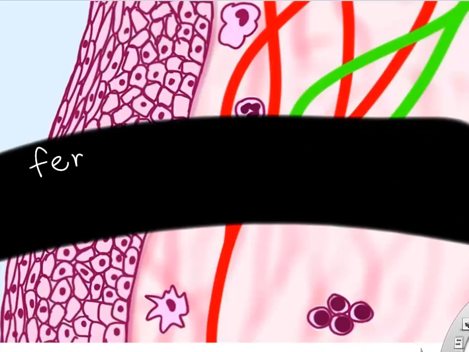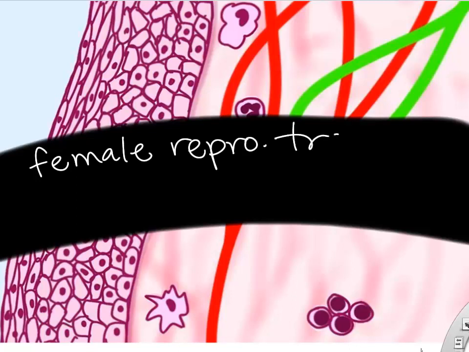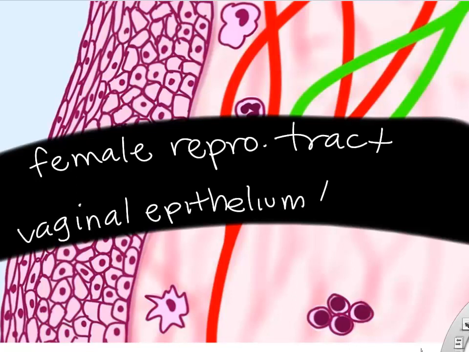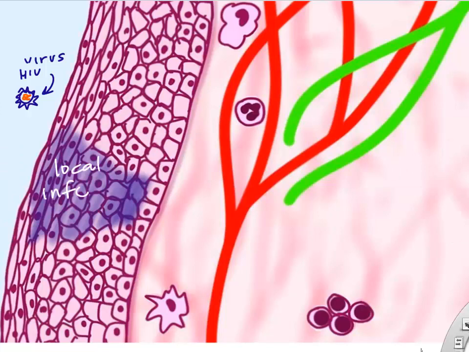So if we consider the female reproductive tract, if we look at the mucosa lining of the vagina, we see the epithelium and the connective tissue underlying it. If the HIV virus is in the female reproductive tract, it can then infect those epithelial cells lining the vagina and create a local infection.